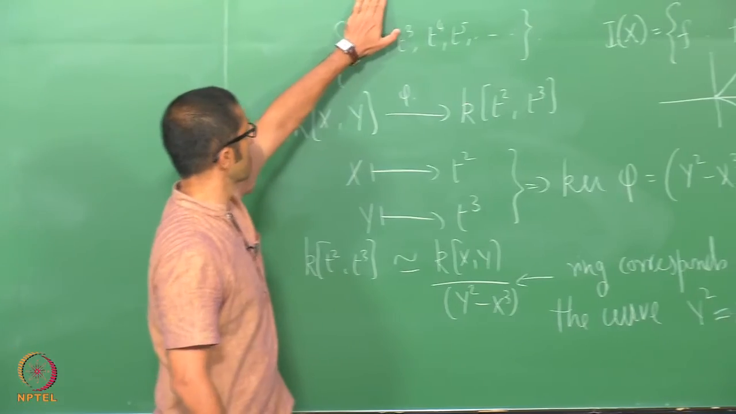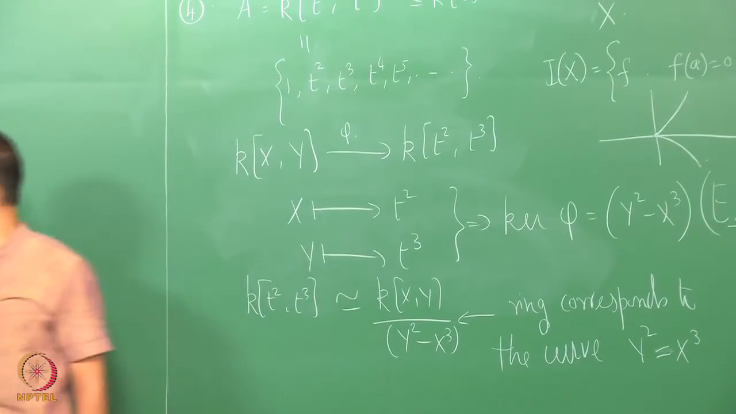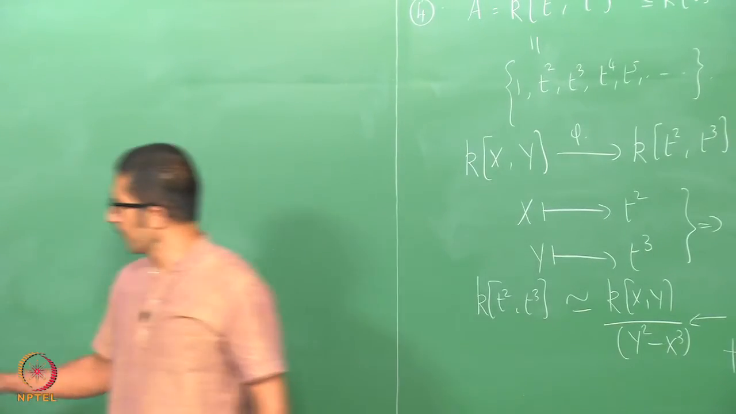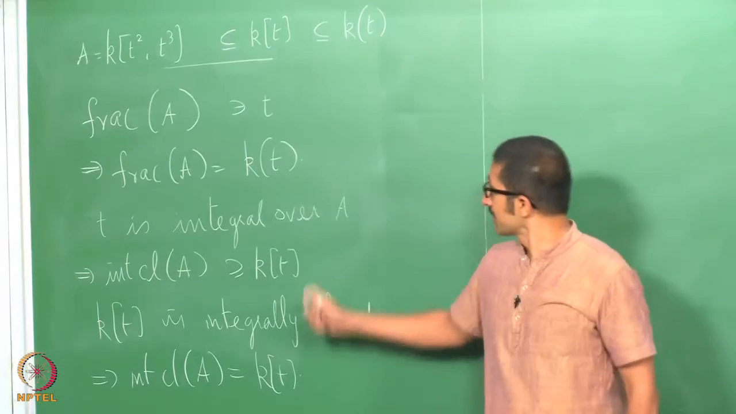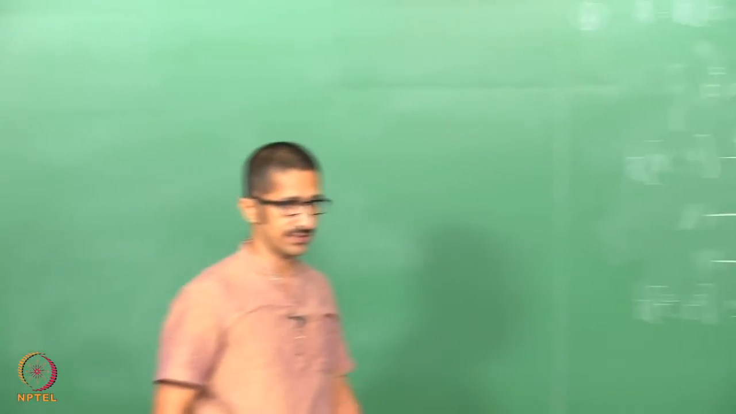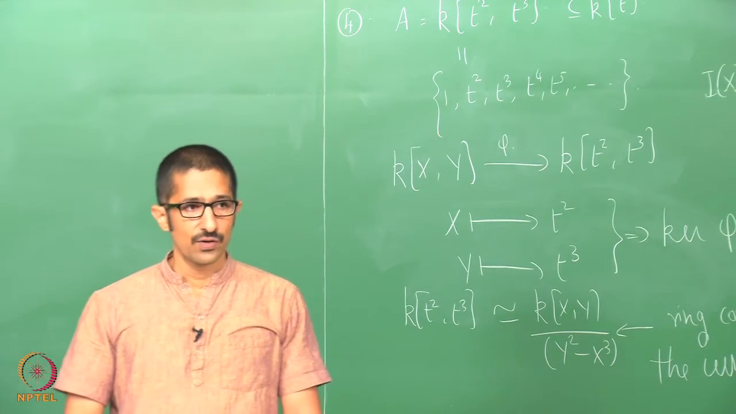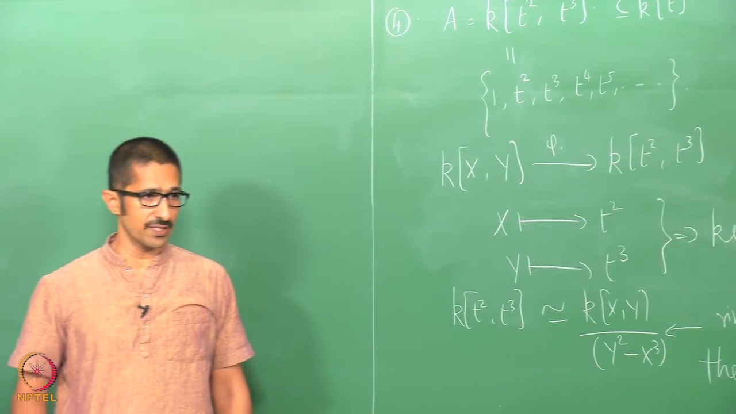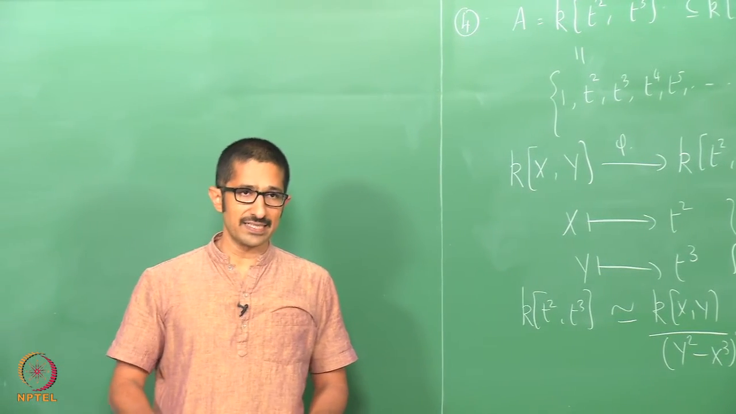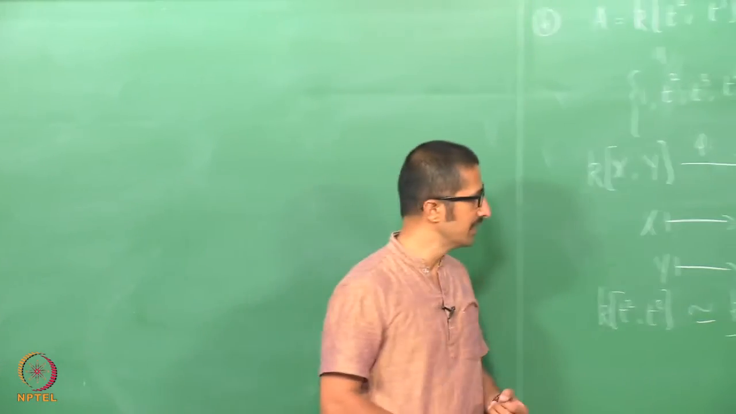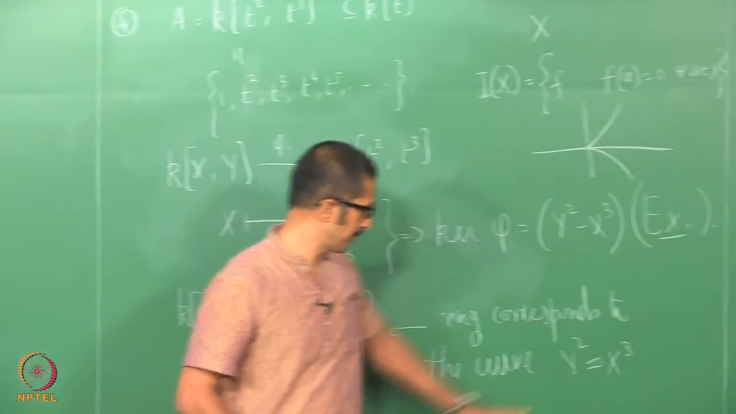So, the integral closure of k[t square, t cube] is k[t]. So, here what we are seeing is that this ring is not integrally closed. Okay. When the field k is algebraically closed, there is a close relation between the integral closure and smoothness of the curve.